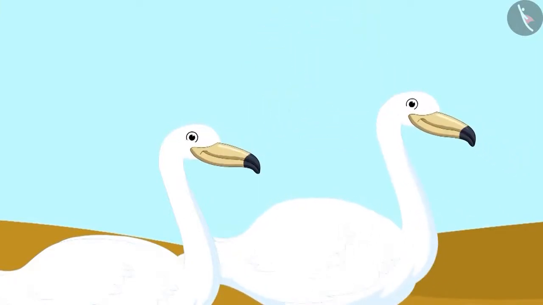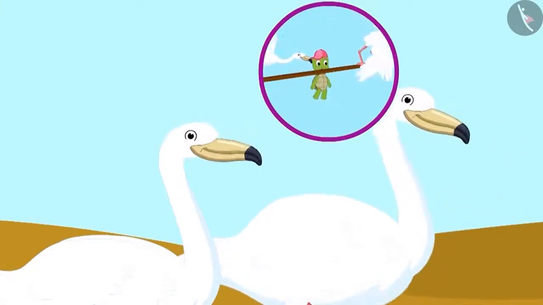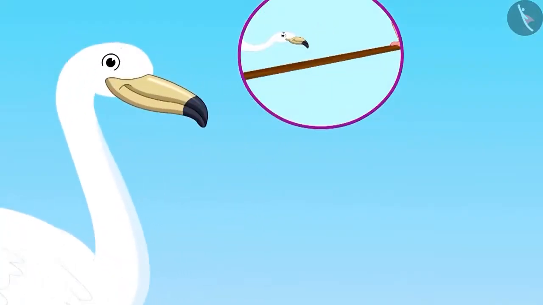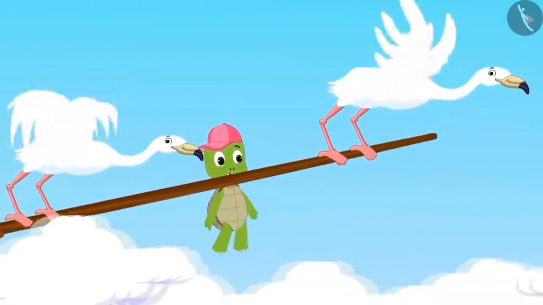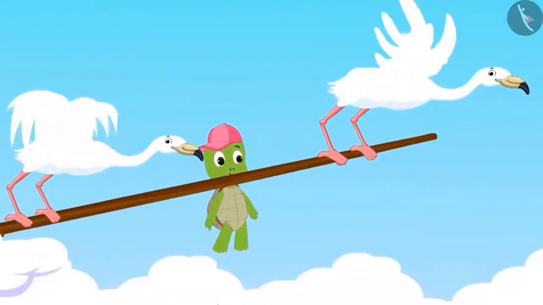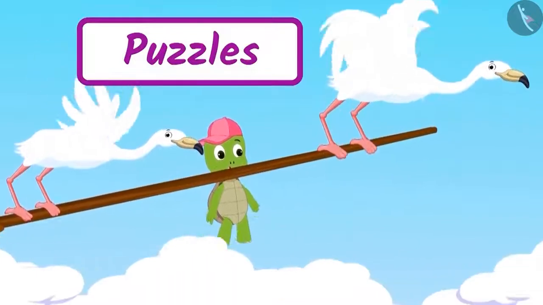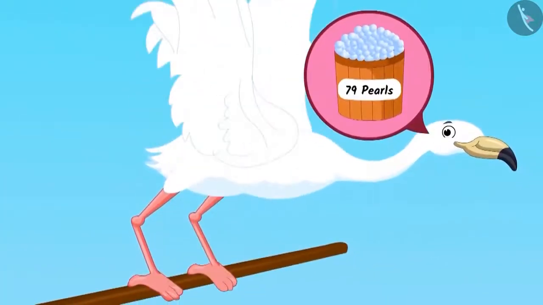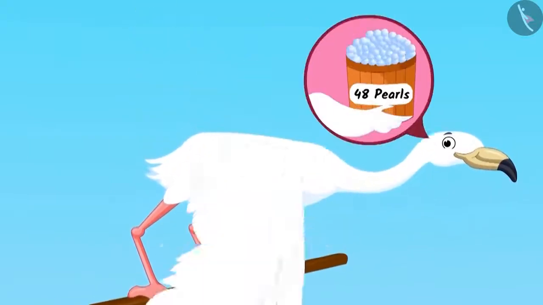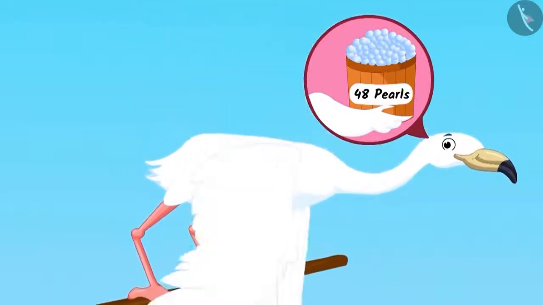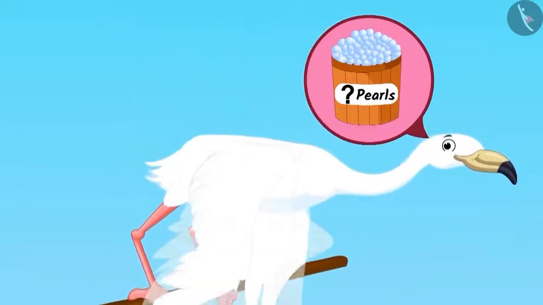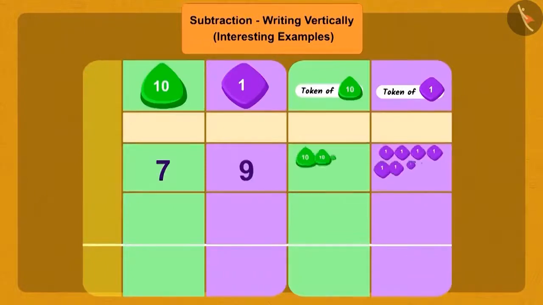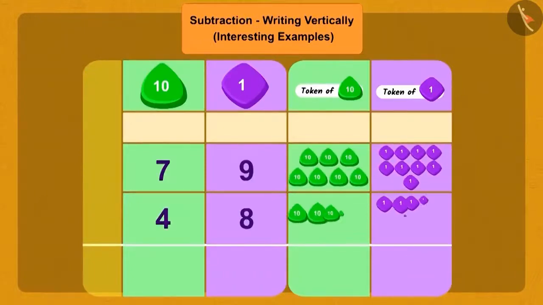The only condition they had was that Tufan would not say anything all through the way, or else he would fall down. They had to travel a long distance, and birds thought that they would ask each other puzzles. One bird asked another, "I have 79 pearls and I gave you 48 pearls. Then how many pearls are left with me?" Tell me, children, how will the bird solve this puzzle?